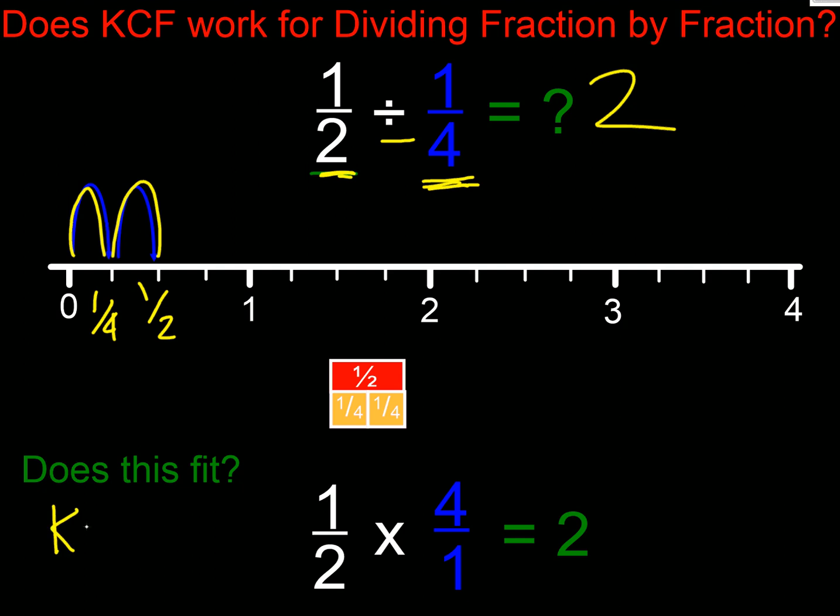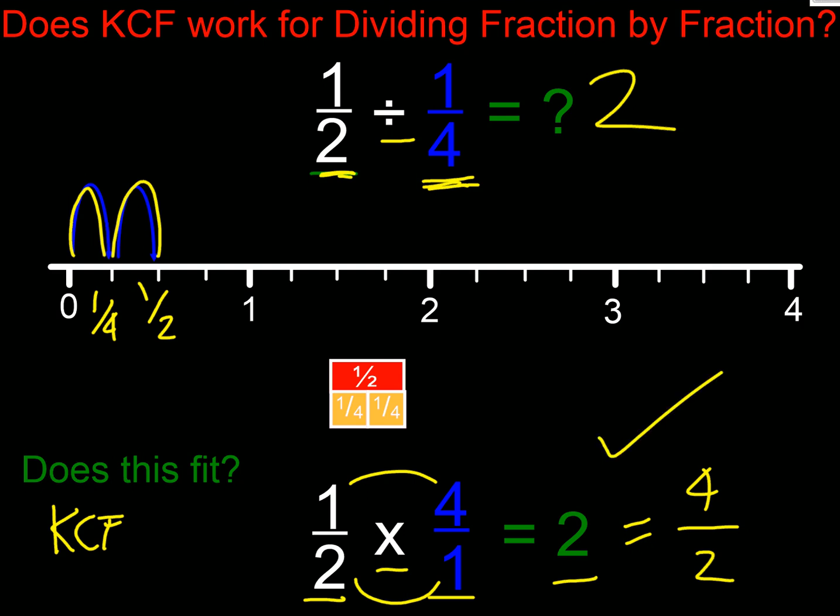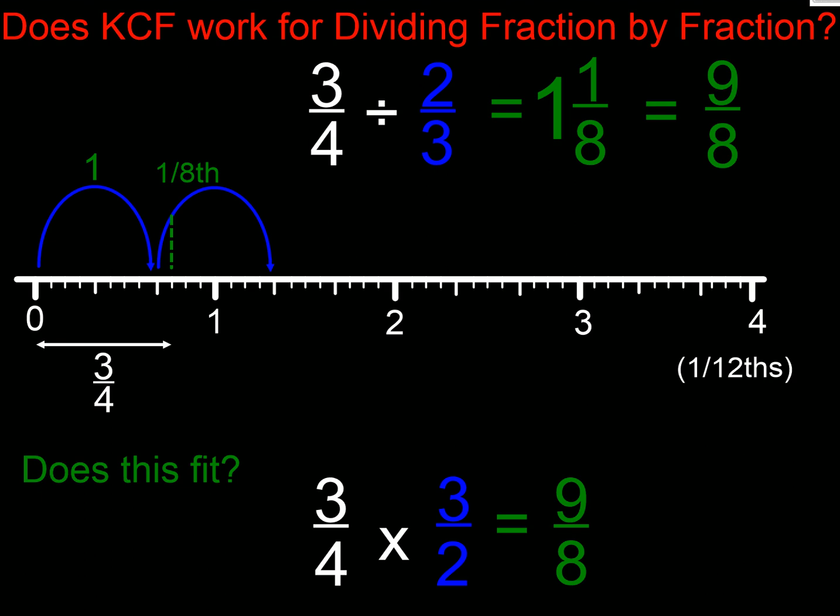Does keep, change, flip work? Let's have a look. We keep the half. We change the division to a multiplication. We flip the quarter to be 4 over 1. Let's do the multiplication out now. Fractions, 1 times 4 is 4 as the numerator. 2 times 1 is 2 as the denominator. 4 divided by 2 simplifies to 2. So that gave us the right answer, didn't it? So have a look at another one.